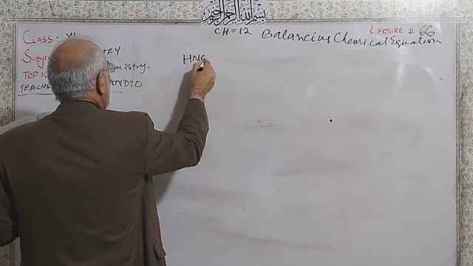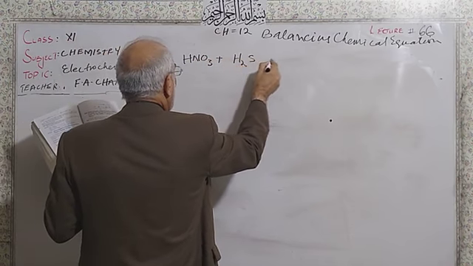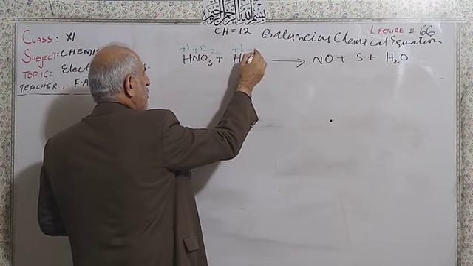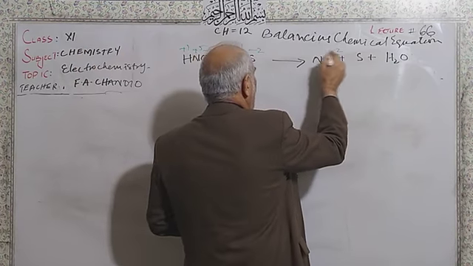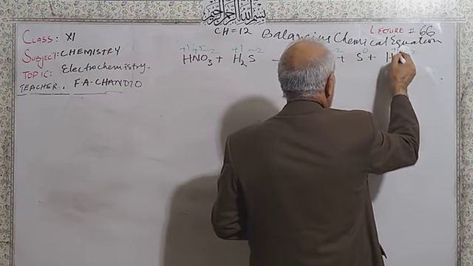Nitric acid plus hydrogen sulfide, nitric oxide plus sulfur plus water. This is a self-check 12.3. Now assign oxidation numbers. Say nitric acid -2 plus 5 plus 1, hydrogen plus 1 multiplied by 2 plus 2, sulfur is -2, oxygen is -2, nitrogen plus 2, element form 0, -2 and plus 1. These are the oxidation numbers.